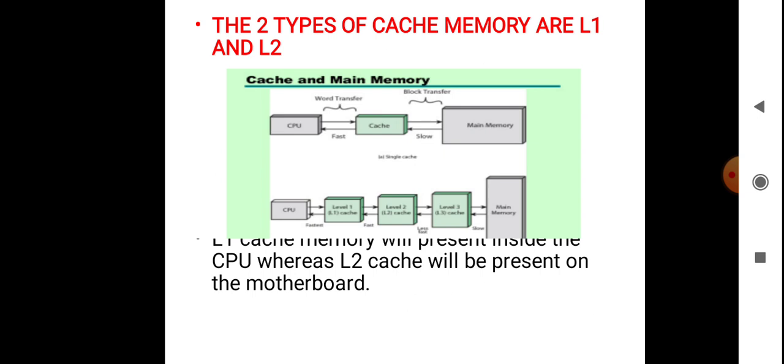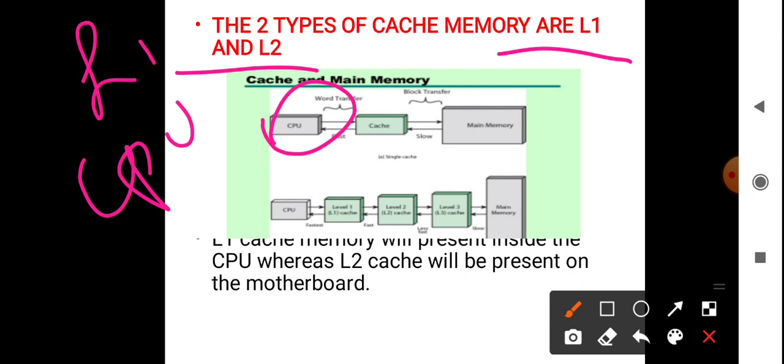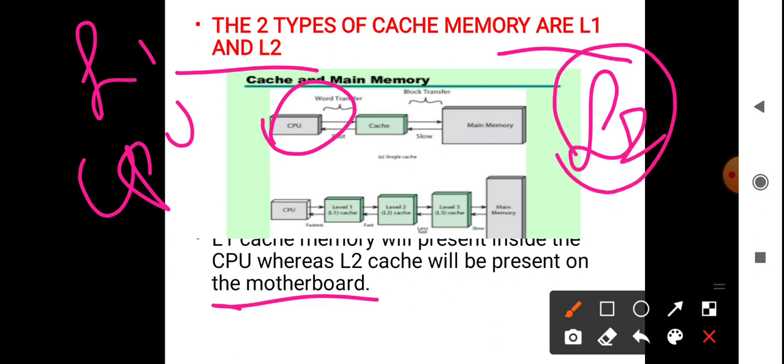Okay. So next, we have two types of cache memory, called L1 cache memory and L2 cache memory. Where is the L1 cache memory present? L1 cache memory is present within the CPU. Next, L2 cache memory will be present on the motherboard.